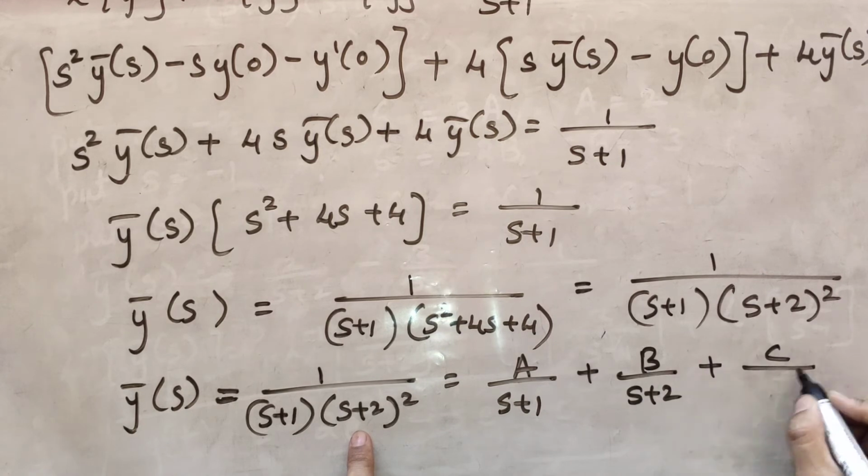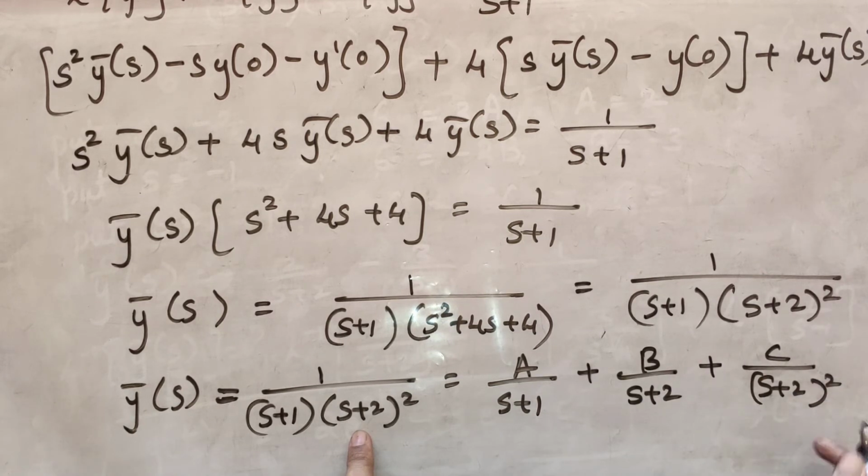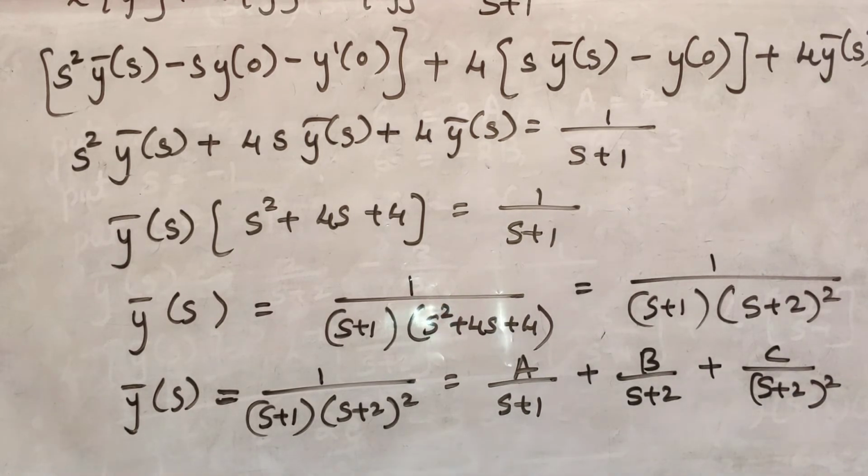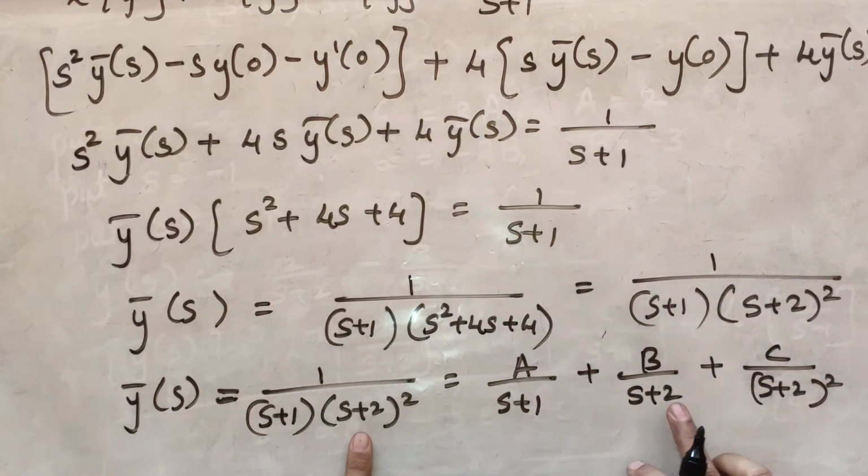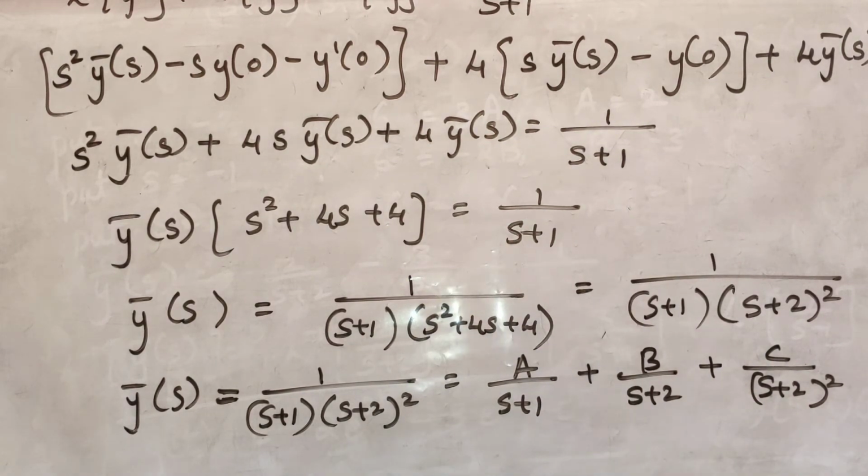because the bracket is repeating once more. So one more term, s plus 2 the whole square, you are going to do as per the rules of partial fractions. Once the bracket is repeating itself, you also repeat it in your expansion. First you will take it linear, then next term you will take the double of it.